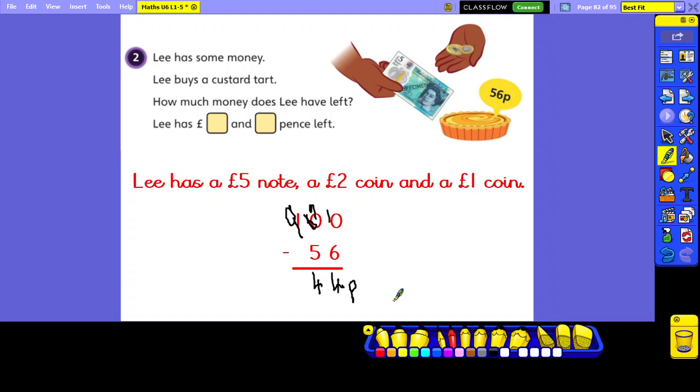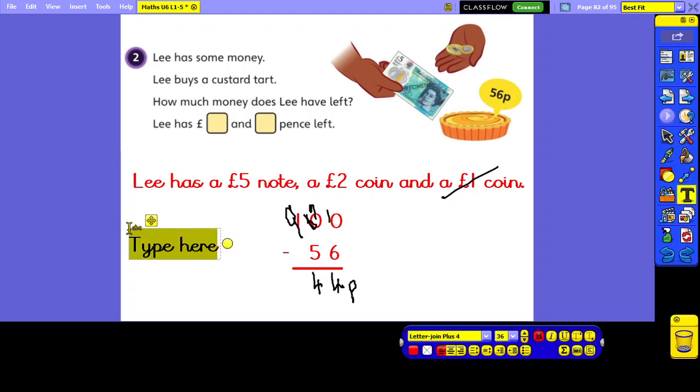Away from the money that Lee has, I did nothing to my £5. I did nothing to my £2. And what I did do is just take away from my £1 coin. So to me, now he already has his £5 and £2, which leaves me with 7. And he had 44 pence left over. So £7 and 44 pence. Brilliant.